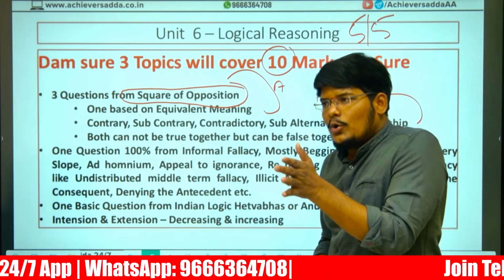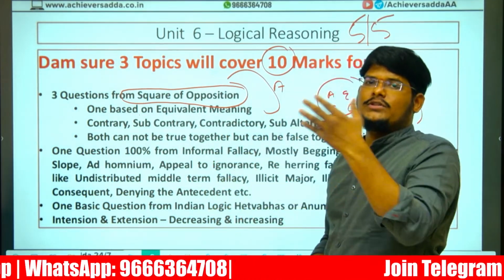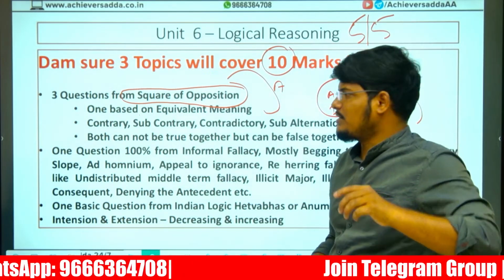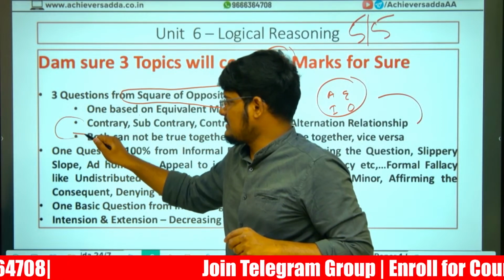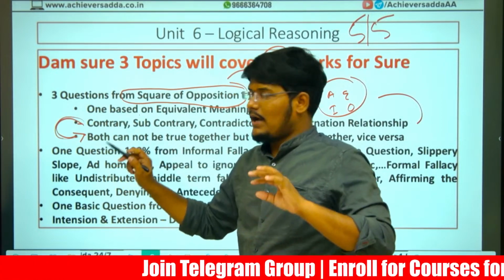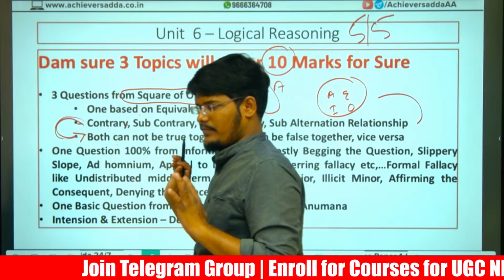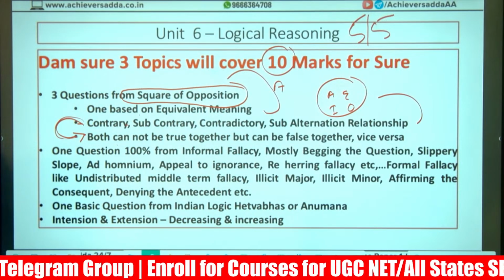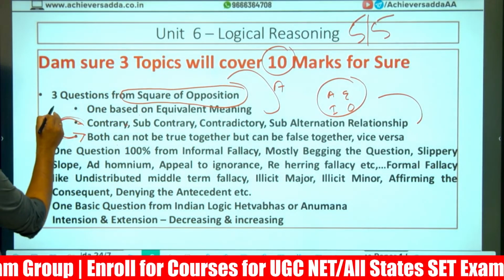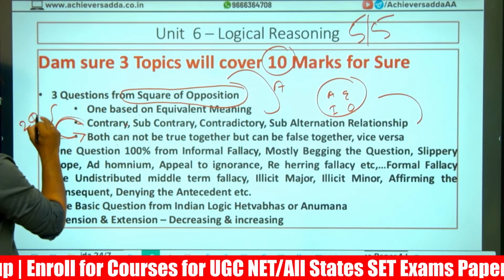Third one: both cannot be true together, but both can be true together. Which type of relationship? If they ask directly for contrary, then they will not ask this. If they are asking this one, they will not ask that one. Either any one of this or that only can be asked. So here we are almost covering two questions.